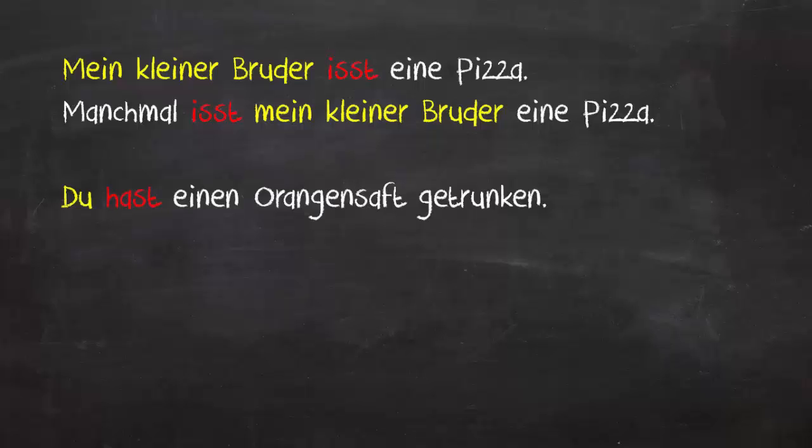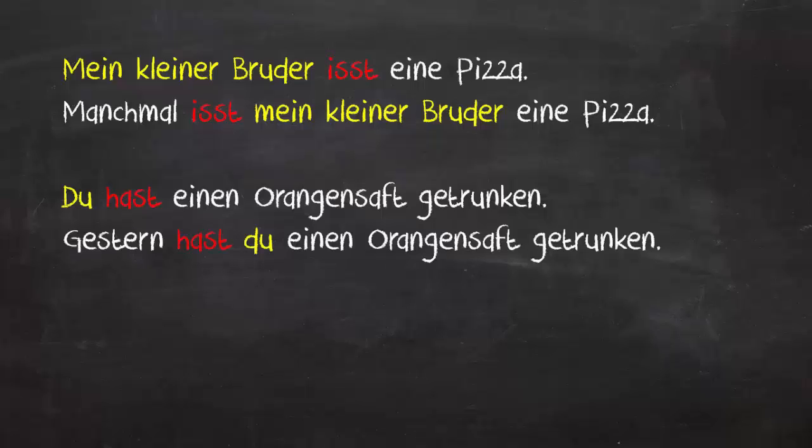Du hast einen Orangensaft getrunken. You drank an orange juice. This is an example using the past tense, and the conjugated verb here is hast. And if we want to emphasize that you drank the orange juice yesterday, we say, Gestern hast du einen Orangensaft getrunken. Yesterday you drank an orange juice. And again, hast and du switch position.